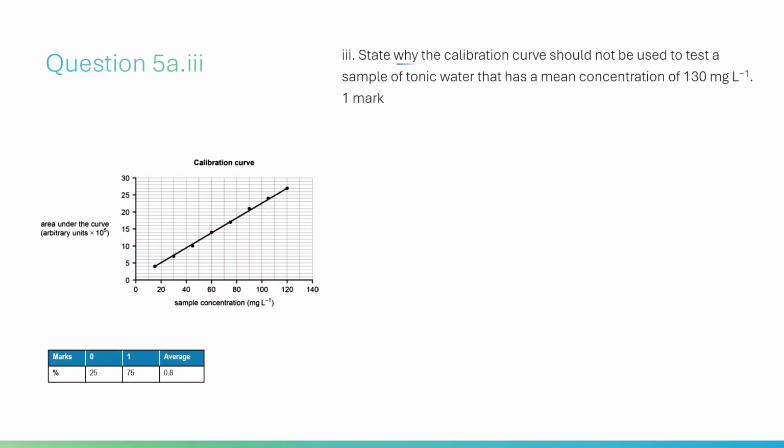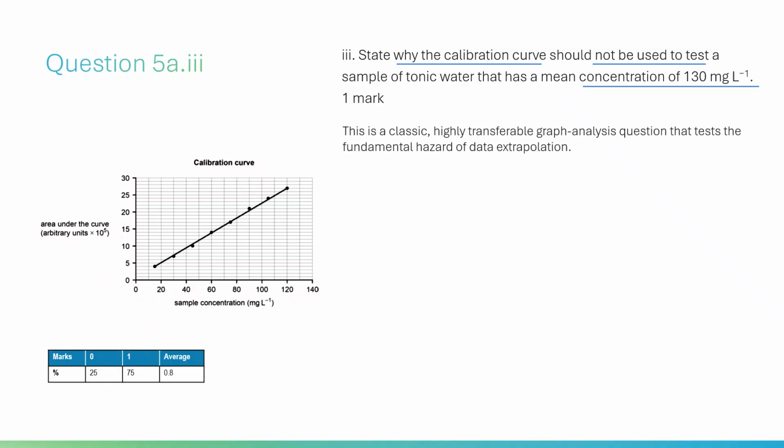State why the calibration curve should not be used to test a sample of tonic water that has a mean concentration of 130 mg per liter. This is a classic, highly transferable graph analysis question that tests the fundamental hazard of data extrapolation. The logic ladder. Premise 1.